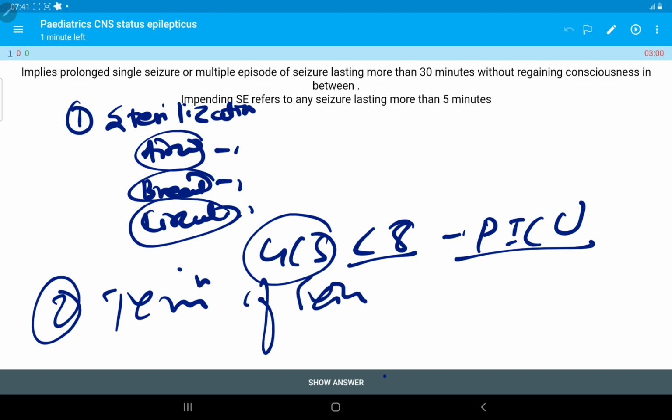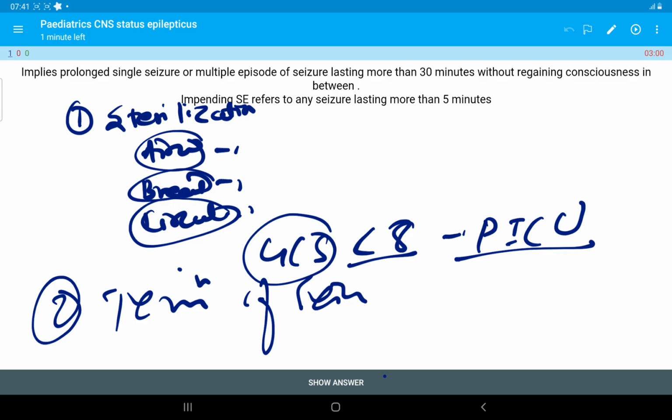For termination of seizure, firstly we can give benzodiazepine. In benzodiazepine we have 3 drugs: midazolam, diazepam, and lorazepam. Midazolam can be given by rectal, IV, IM, and nasal route, and diazepam and lorazepam as well. Established and refractory status we have to deal with as well.